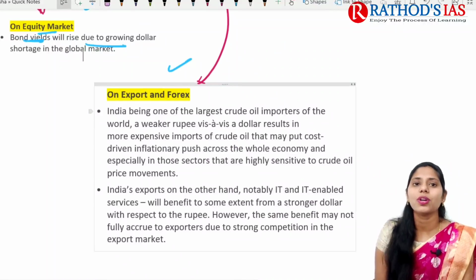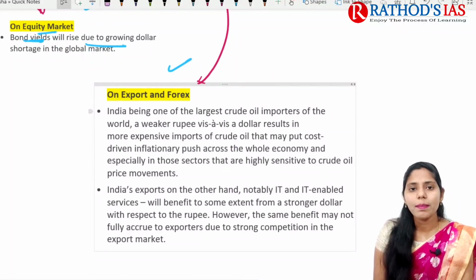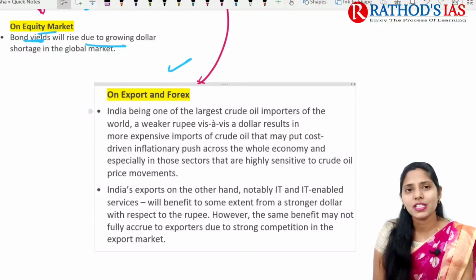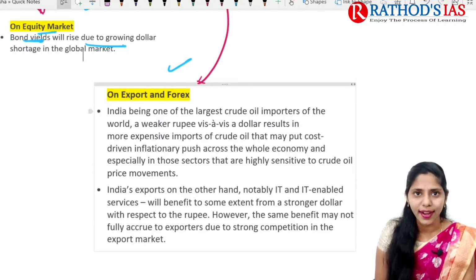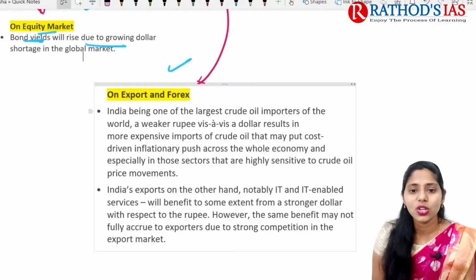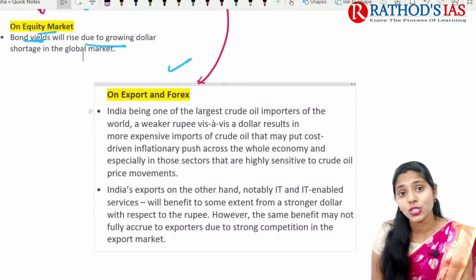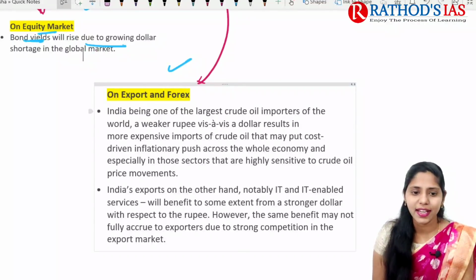And the next one is on exports and forex reserves. Whenever depreciation is happening, whenever the dollar is strengthened, you already know that India is the largest importer of crude oil, which we need to pay for in dollars. Whenever there is a strengthening of the dollar, we need to pay more for expensive imports of crude oil, and that will lead to further inflation in the market.